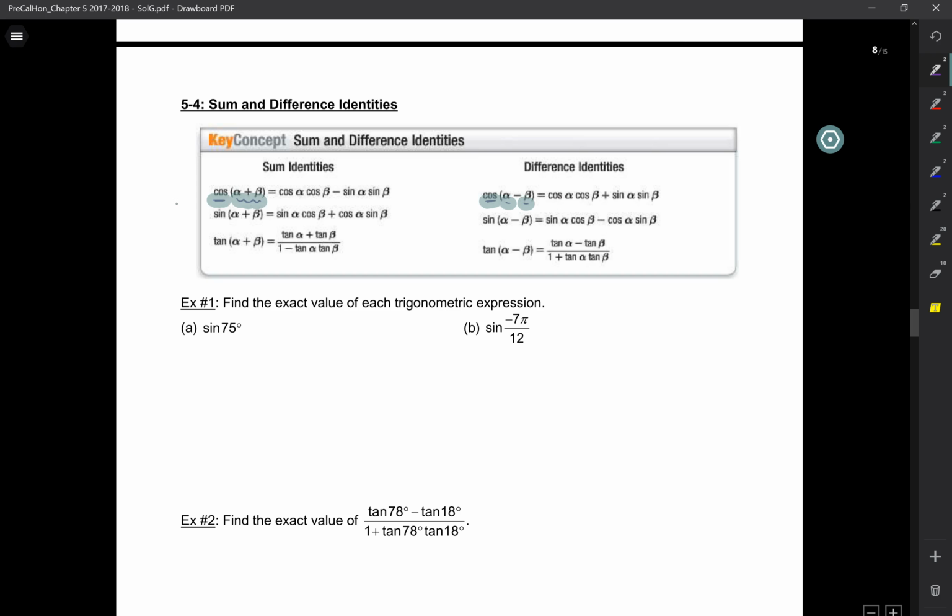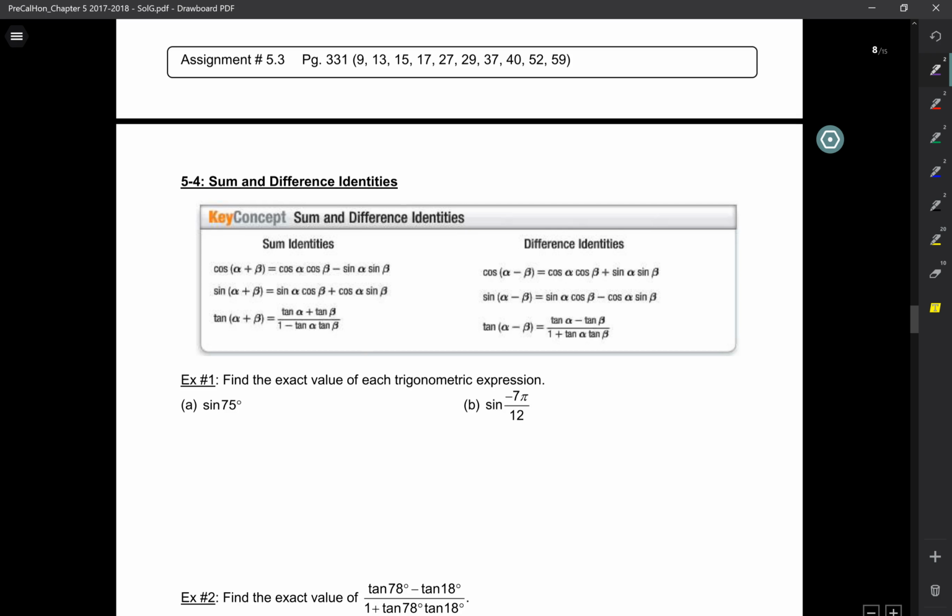So the book lists them with cosine first and then sine, but if you write them as sine of alpha plus beta, that's sine of alpha, cosine of beta, plus cosine of alpha, sine of beta. And then take a look at the cosine. Cosine of alpha plus beta is cosine of alpha, cosine of beta, minus sine of alpha, sine of beta.